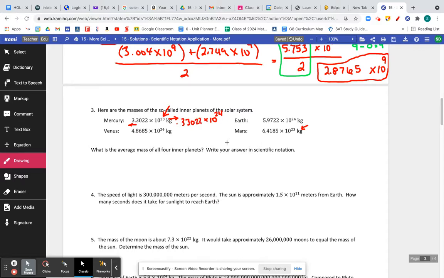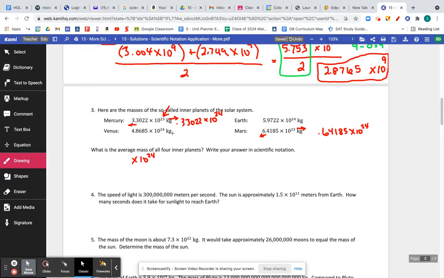So that one's going to be 0.33022. So there's Mercury. Same thing here. I'm going to go ahead and make that 23 a 24. So on the number line, that's going up 1. So that's going to be times 10 to the 24. That means our decimal on the number line is going down 1. So 0.64185. So now I have them all in times 10 to the 24, so I'm going to add them all up and have a power of times 10 to the 24.